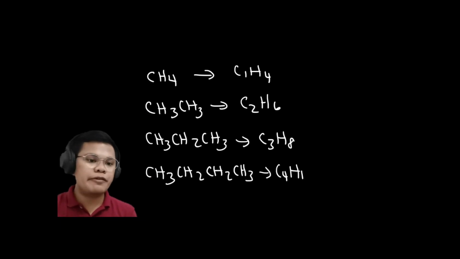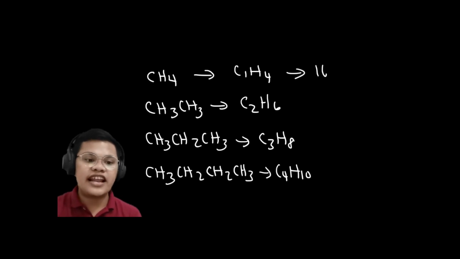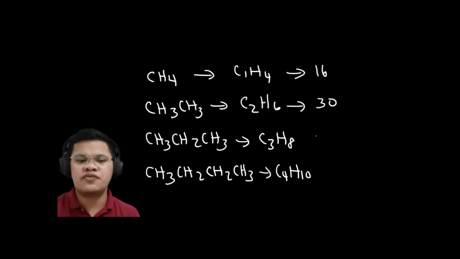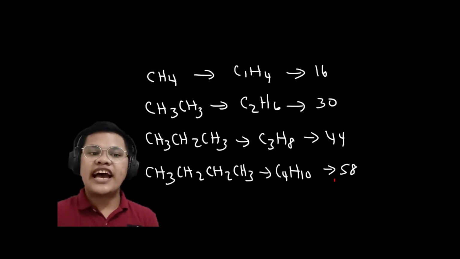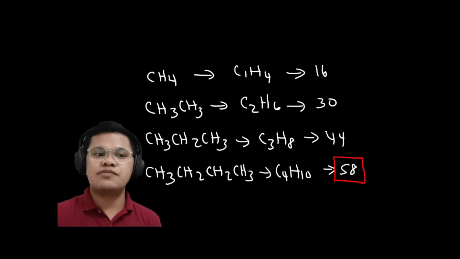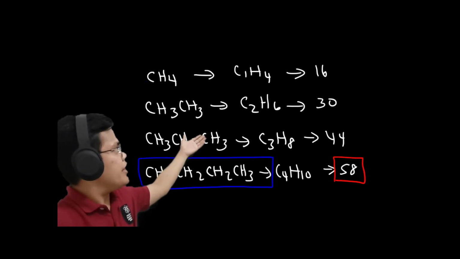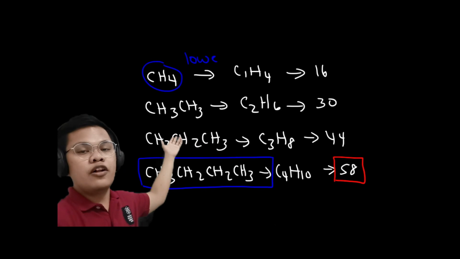If we analyze the molar mass of each molecule, the molar mass of carbon is 12 and hydrogen is 1. So for methane, we have a molar mass of 16, ethane has 30, propane has 3 times 12, which is 36, plus 8, so 44. And for butane, we have 4 times 12 plus 10, which is 58. The molecules with the highest molar mass will tend to have the highest boiling point, so it's going to be butane. Methane has the lowest boiling point because it has the lowest molar mass.